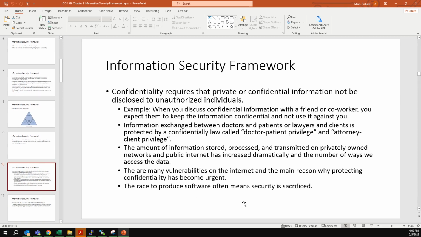Confidentiality requires that private or confidential information not be disclosed to unauthorized individuals. We have examples here. If you have friends or coworkers, you cannot disclose. Same thing with doctor and patient confidentiality, or lawyer and client confidentiality, and so forth. These are some good examples.